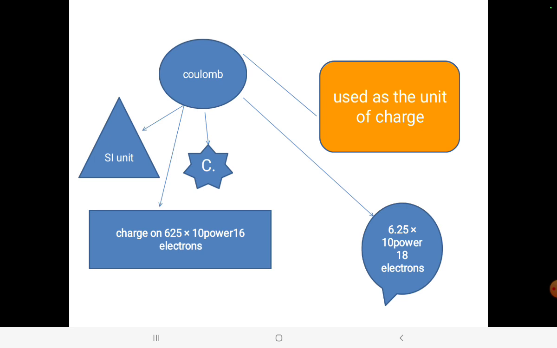In the same way, the charge of an electron is also converted. The charge of one electron is 1.6 into 10 power minus 19 coulombs. That means 1.6 divided by 10 power 19, with 19 zeros after the 1 in the denominator. Clear?